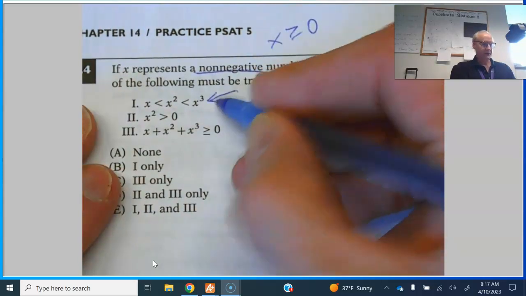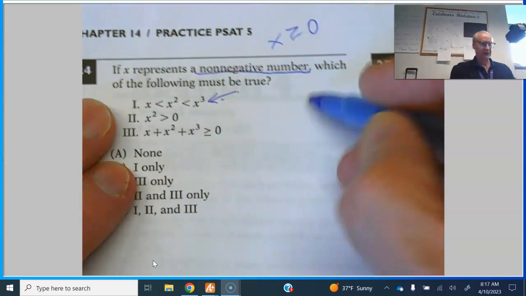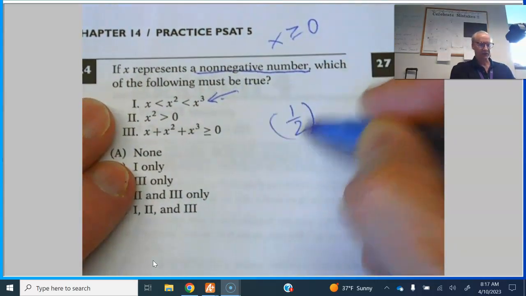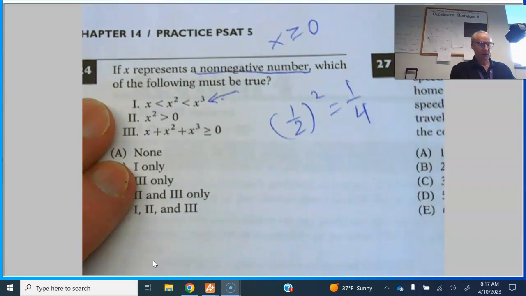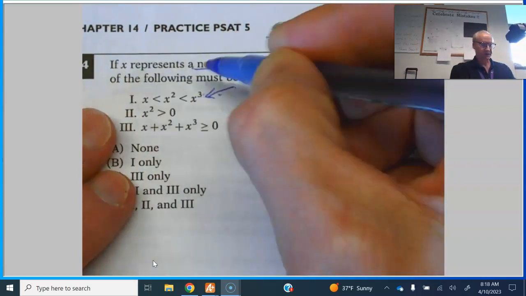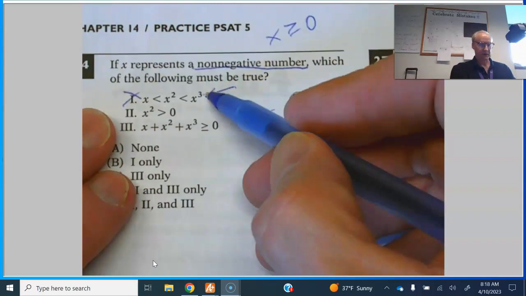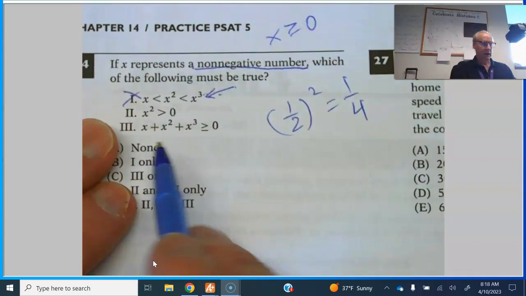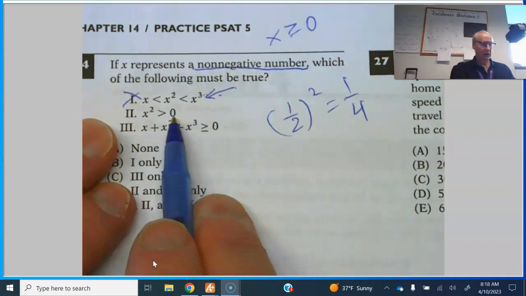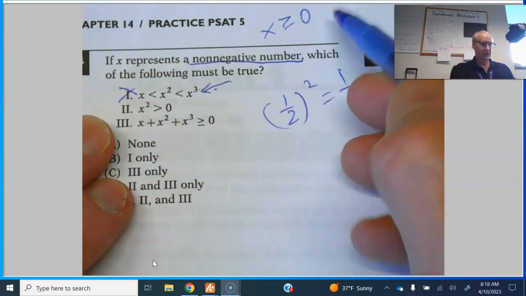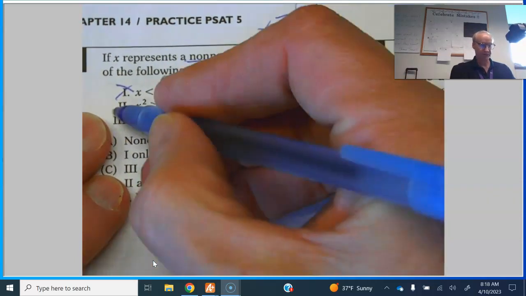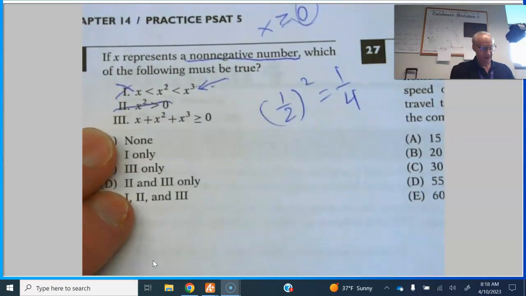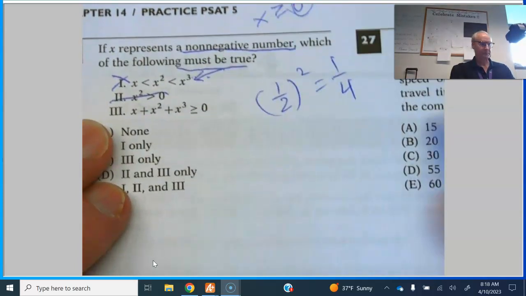This is a really good question because when you take a half and you square it, it gets smaller. So this one is not necessarily true. Cubes are not necessarily bigger than these. X squared is always greater than 0 except when x is equal to 0. So 2 is not true. Not necessarily true because it says it must be true.